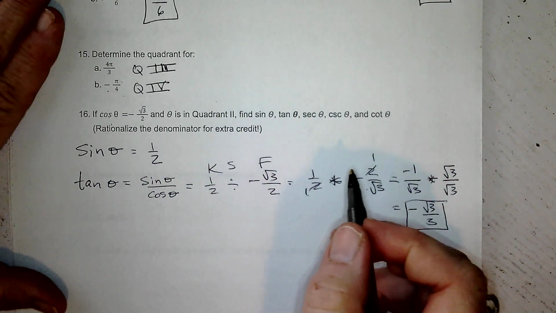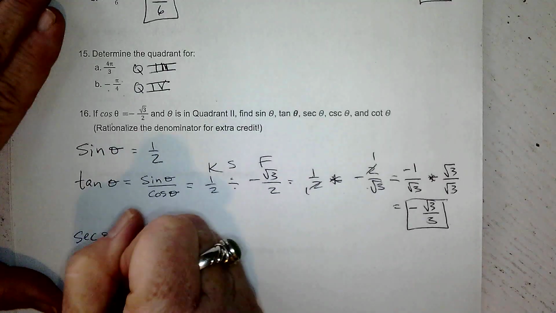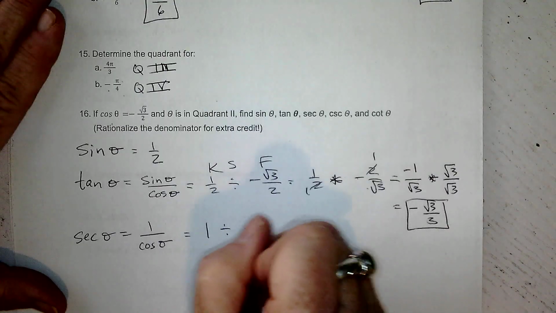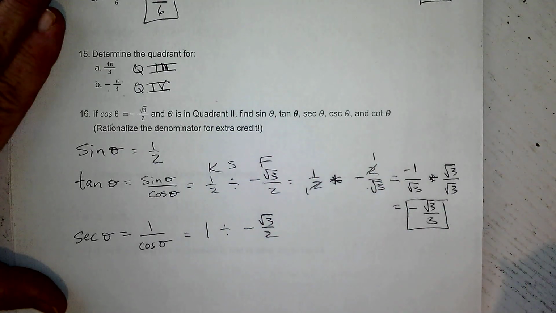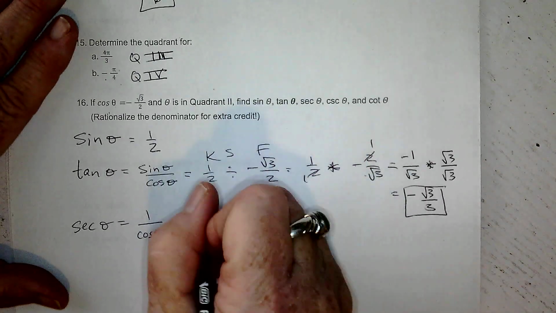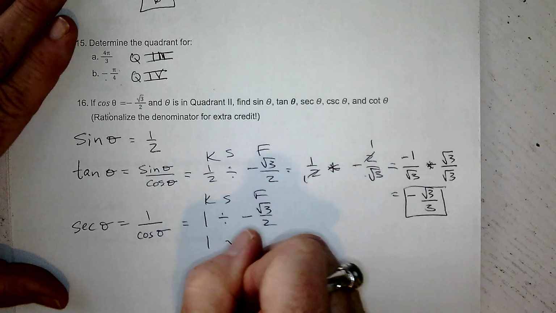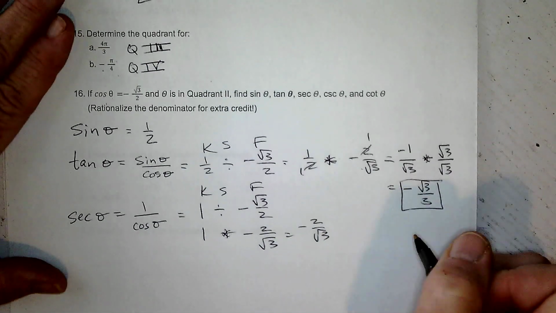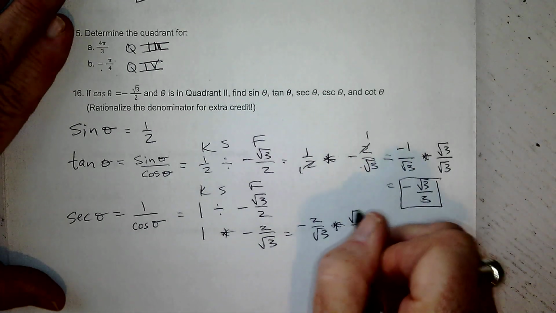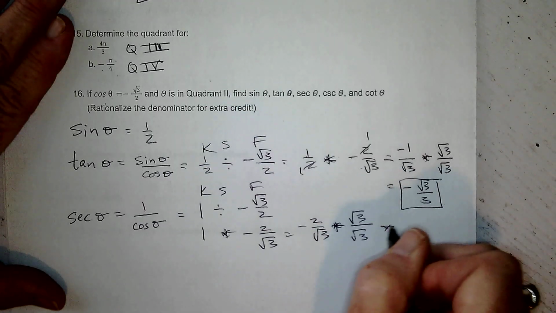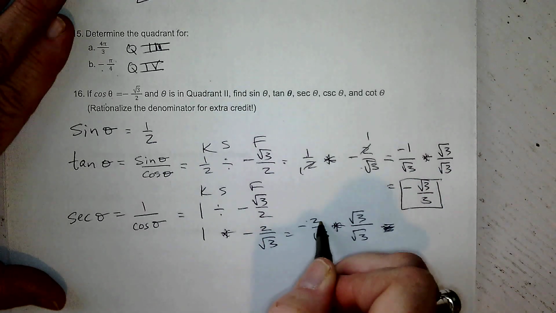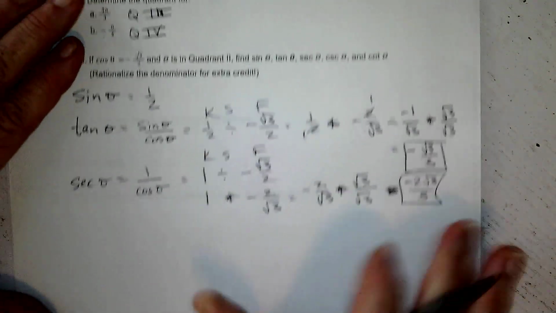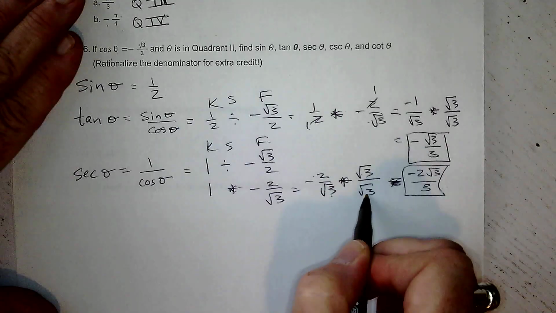Let's look at secant, which is 1 over the cosine. So 1 divided by negative square root of 3 over 2. All right. Keep, switch, take the reciprocal. 1 times negative 2 over the square root of 3, which is negative 2 over the square root of 3. Again, rationalize your denominator if you want the extra credit. Oh, equals, that's an equal sign, sorry. Negative 2 square root of 3 over 3. Since square root of 3 times square root of 3 is square root of 9, square root of 9 is 3.